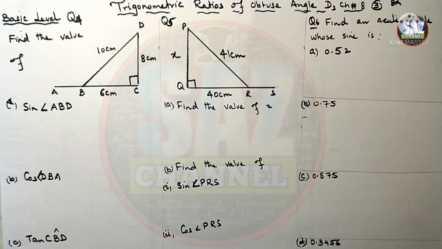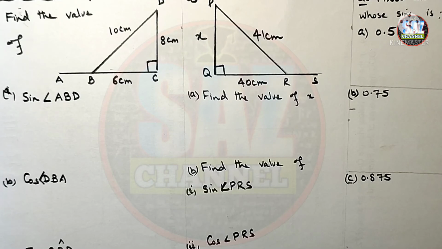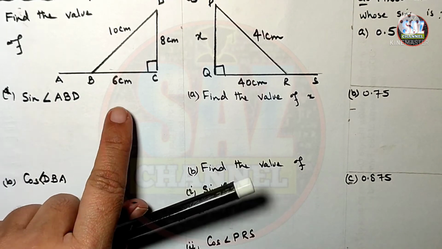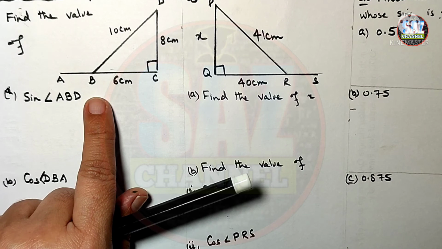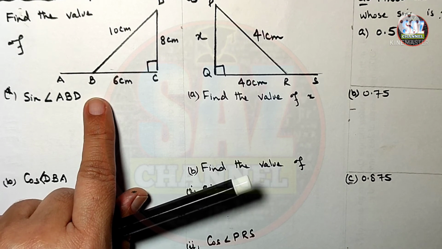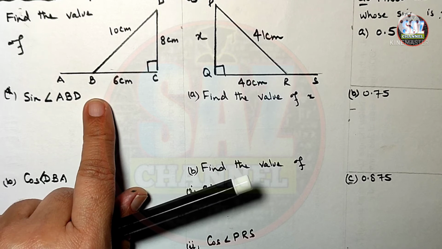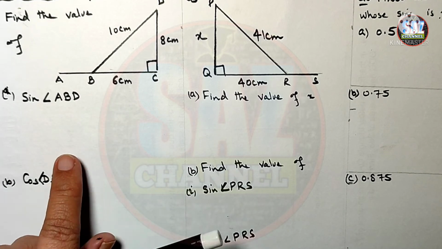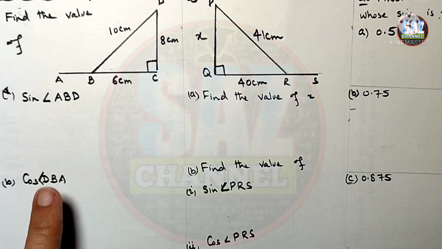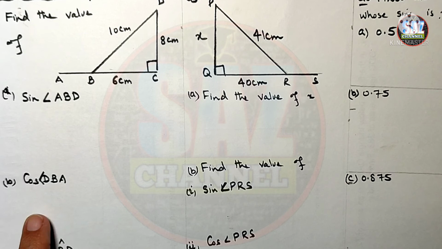If we read the question from the book, question 4 says that in the figure ABC is a straight line and angle BCD is 90 degrees. BC is 6 centimeter, CD is 8 centimeter, and BD is 10 centimeter. We have to find the value of the following. The first part is sine ABD, the second is cos DBA, and the third is tangent CBD. So let's move to the solution and discussion of each part one by one.